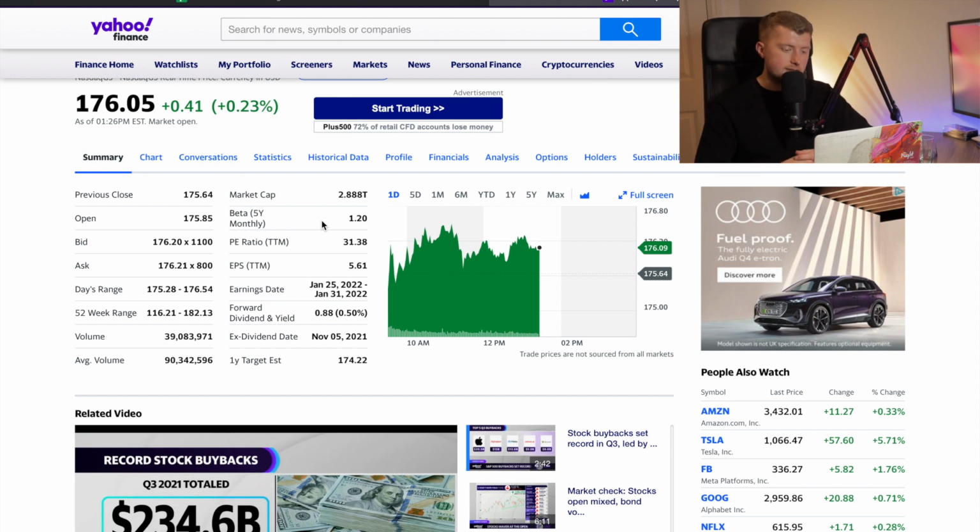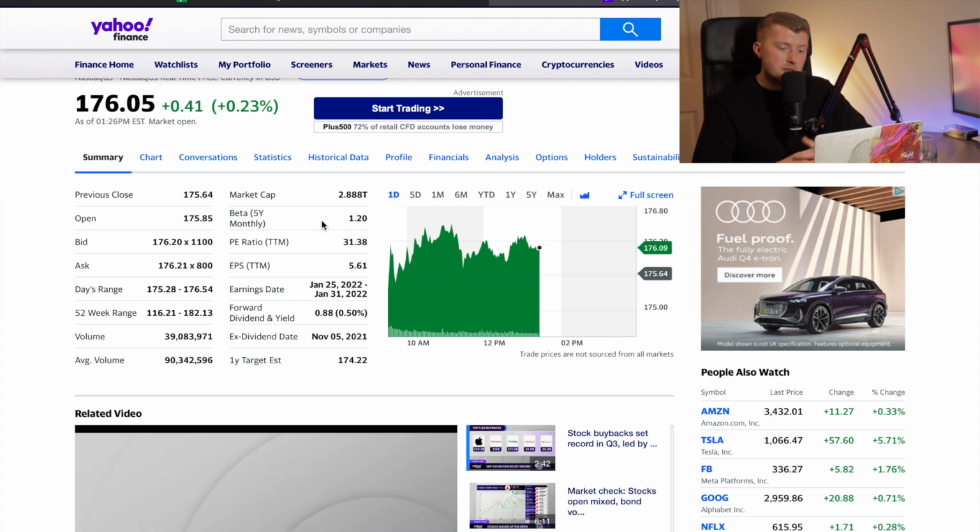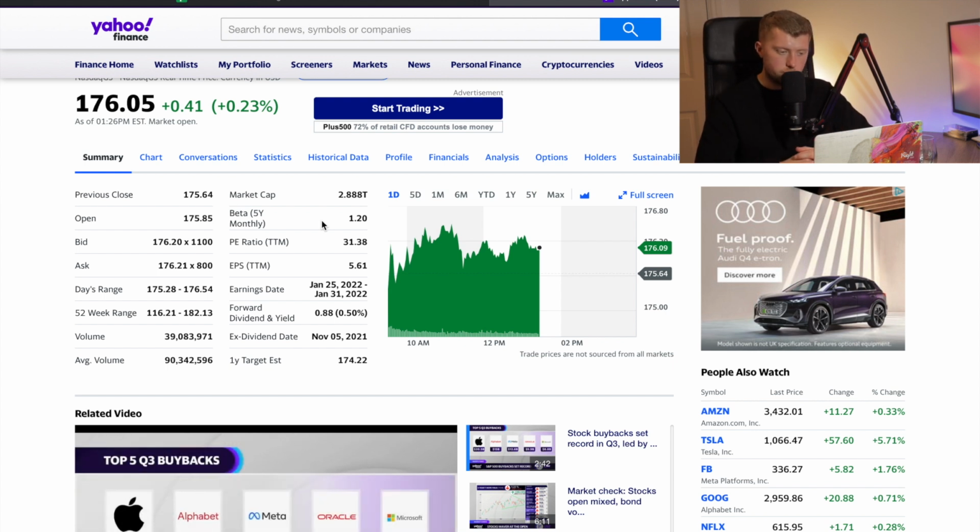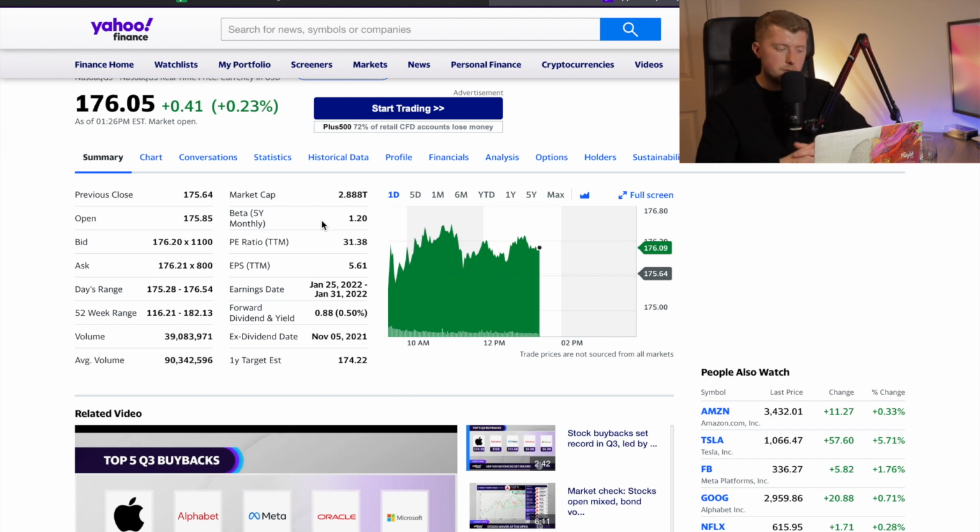Now, the beta essentially is the volatility of a stock compared to that of the broader index. So a beta above 1 is slightly more volatile than the broader index. A beta lower than 1 is slightly less volatile. So again, weigh that up within your own risk tolerance and your own appetite for fluctuations within your investment portfolio. Bear in mind that Apple is a little bit more volatile than the broader market itself.